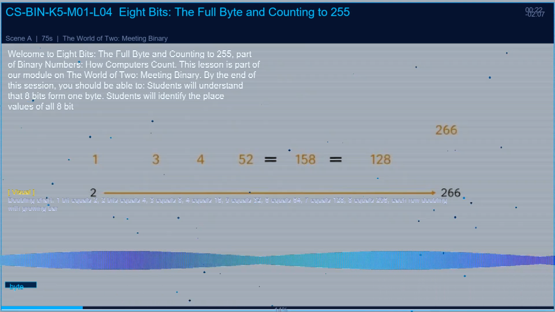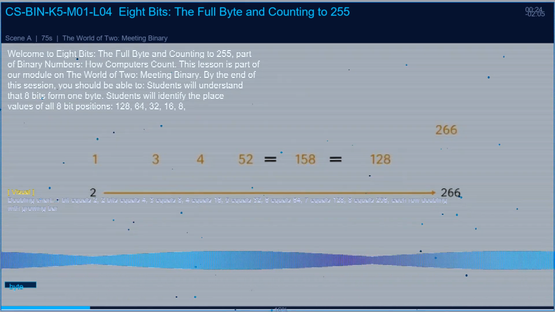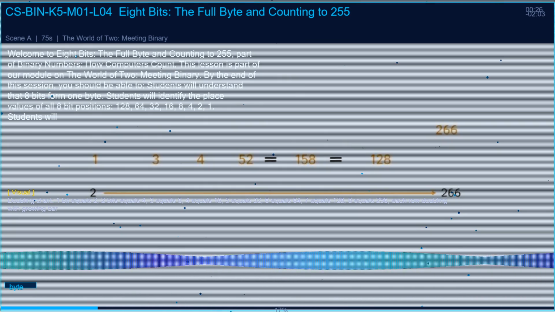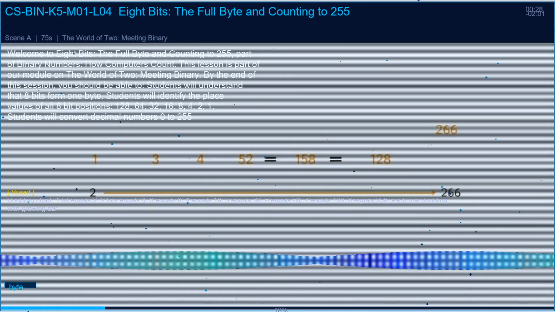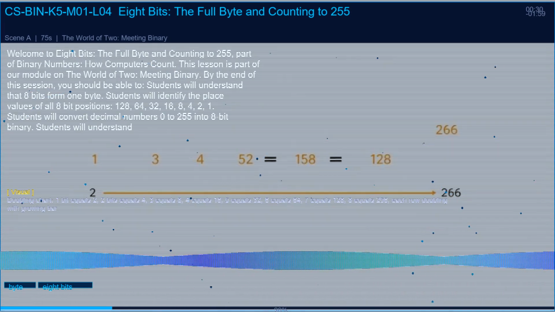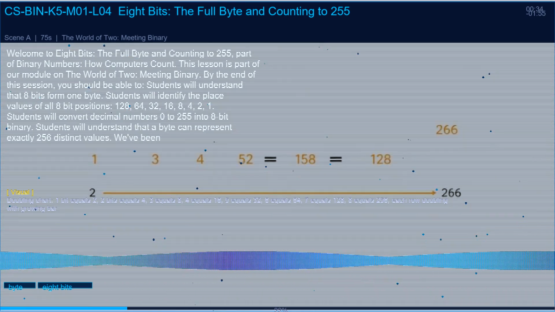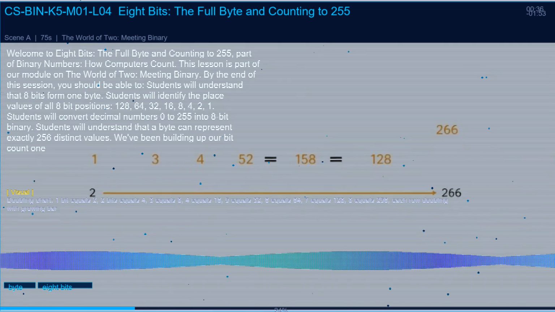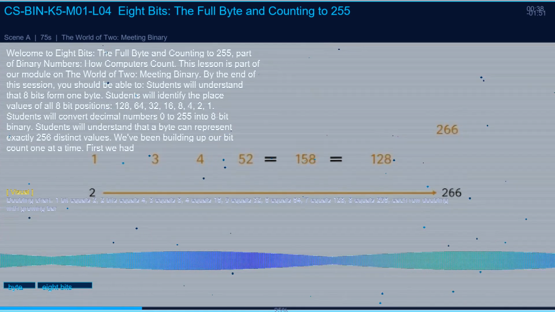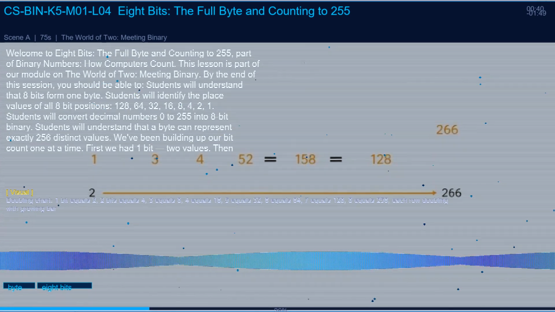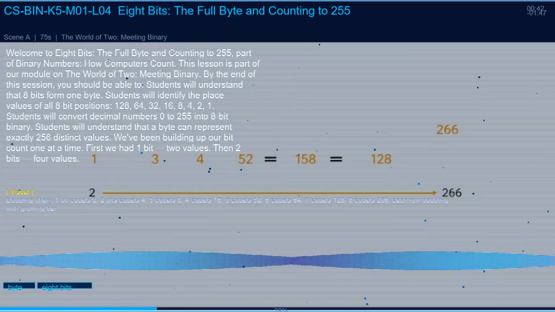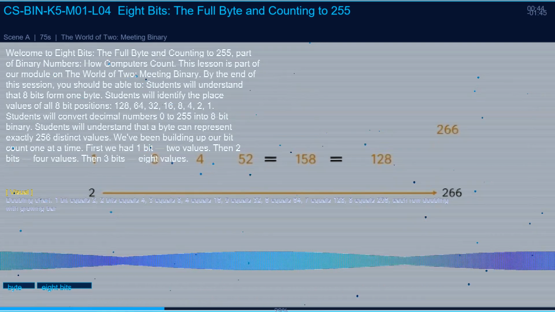Students will identify the place values of all 8-bit positions: 128, 64, 32, 16, 8, 4, 2, 1. Students will convert decimal numbers 0 to 255 into 8-bit binary. Students will understand that a byte can represent exactly 256 distinct values.